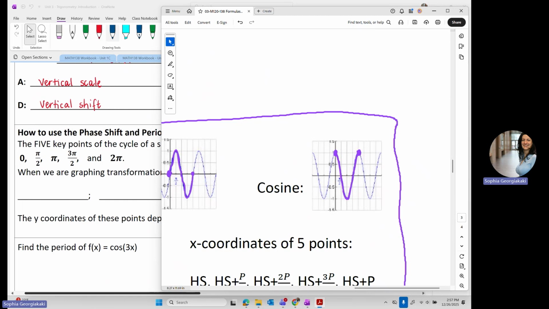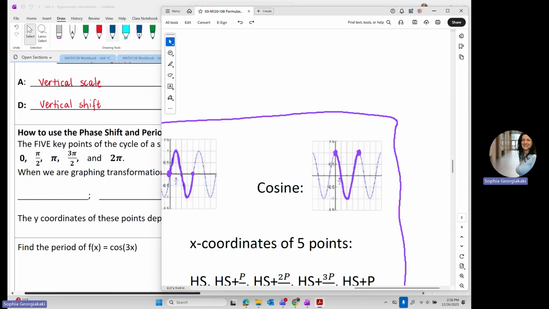One other thing that could potentially happen is that you will have a reflection. And a reflection means that your sine curve, instead of starting at the midline and going up, could start at the midline and go down. The cosine curve, instead of starting at the top and going to the bottom and back up, could start at the bottom and go up and then end at the bottom. This will be if A, which is the vertical scale, is negative. If the number multiplying the sine or the cosine function is negative, then you will be starting at a reflection.